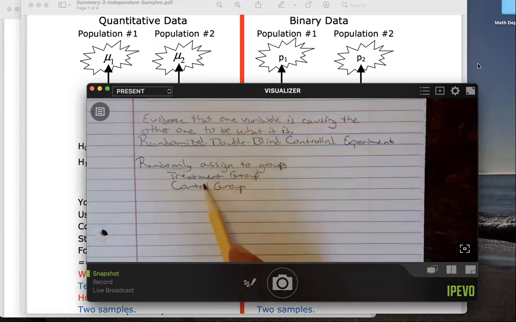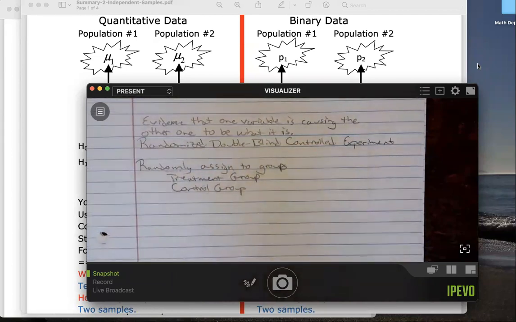Controlled because we have a control group, randomized because we randomly assign to groups. Now, you do not start with a random sample because that would be unethical. You can't just randomly grab people and force them to take a medical treatment. It's just wrong. But by randomly assigning to groups, you're doing the best you can. And random assignment to groups is very, very important in order for the differences between the two groups to average out. Anyways, I want you to keep that in mind because that's a very, very important thing.